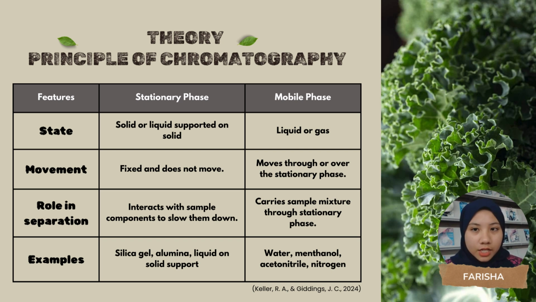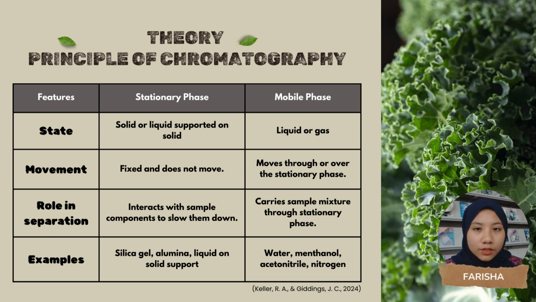First, the stationary phase. The stationary phase is the phase that stays fixed inside the column or on the support medium. It can be a solid or a liquid supported on a solid. Its primary role is to interact with the components of the mixture being separated. This interaction causes different substances to move at different speeds, resulting in their separation.